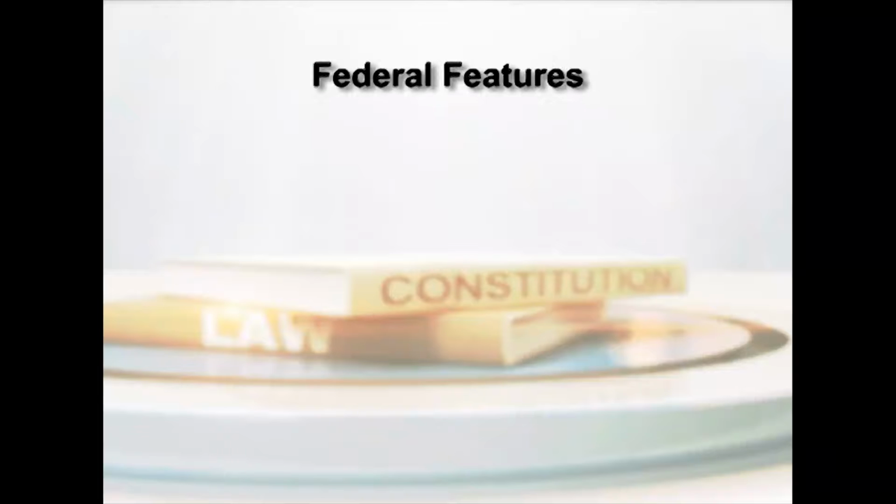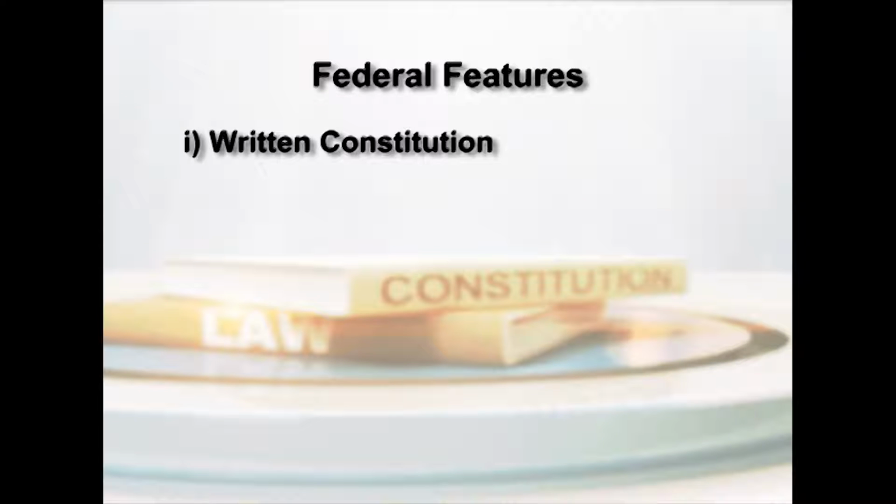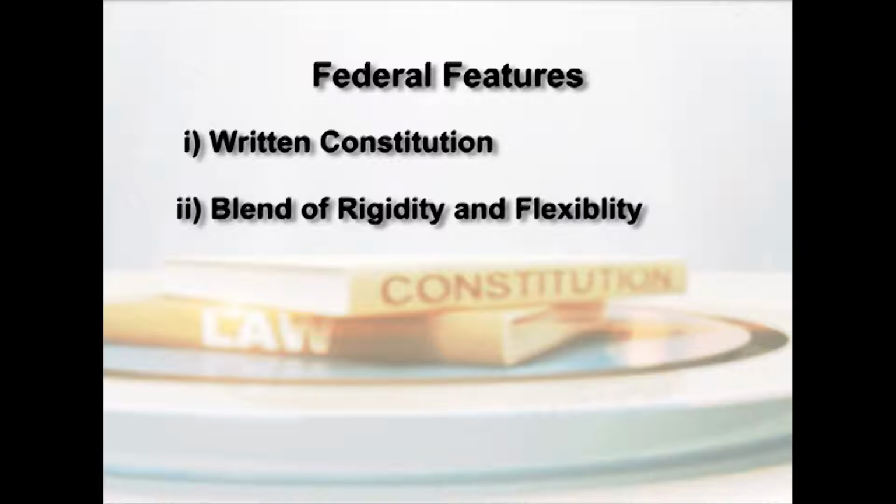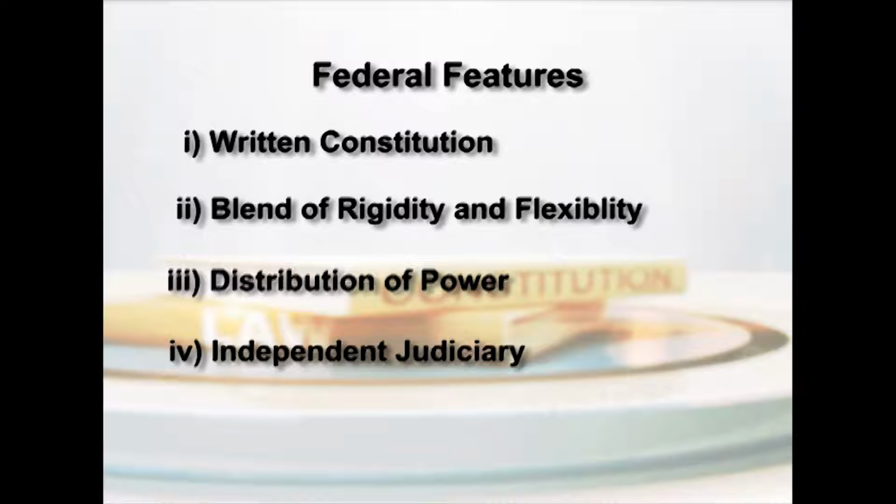What are its federal features? Like other federal countries of the world, India has a written constitution. It is the largest constitution of the world. It is partly rigid. It has made quite a good blend of rigidity and flexibility. The Indian constitution has an extensive distribution of powers between the center and the states. We have an independent judiciary and we have an upper house, that is Rajya Sabha, the Council of States, which represents the states.